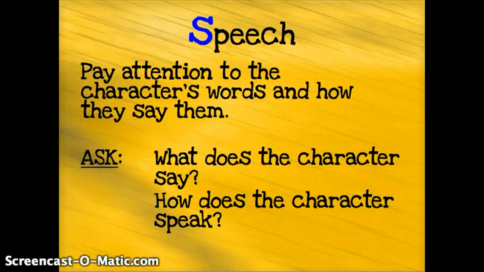So when you're looking at the dialogue of a character, you're going to ask yourself, what is the character saying? How does the character speak? And what does this information tell me about this character?